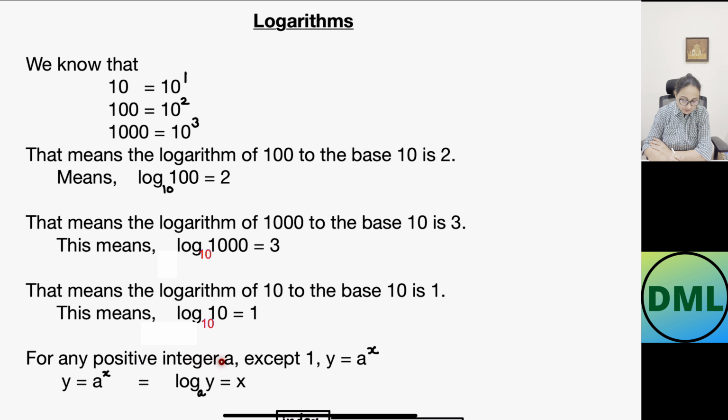For any positive number a except 1, y is equal to a to the power x. This is the index form. This index form can be written in the logarithmic form as log to the base a of y is equal to x. Let's understand how we change from logarithmic form to index form and from index form to logarithmic form.